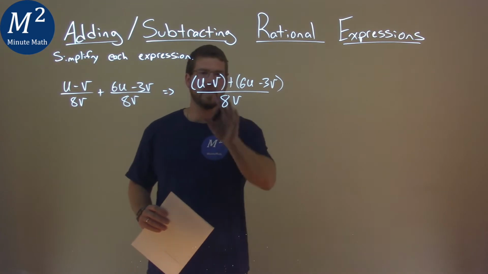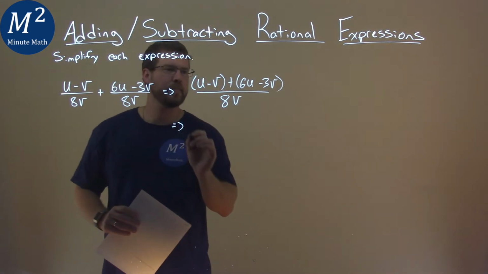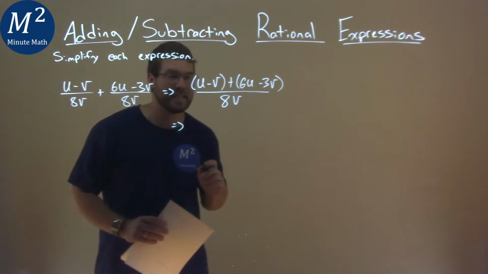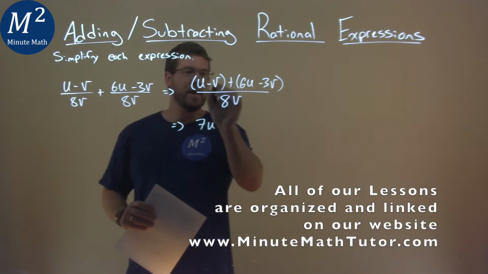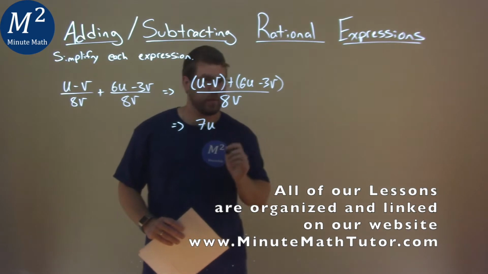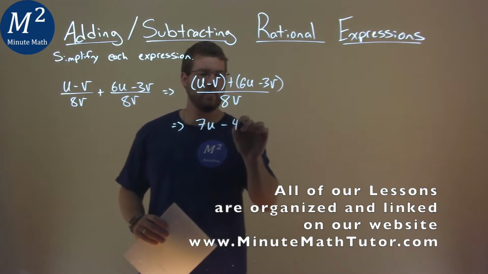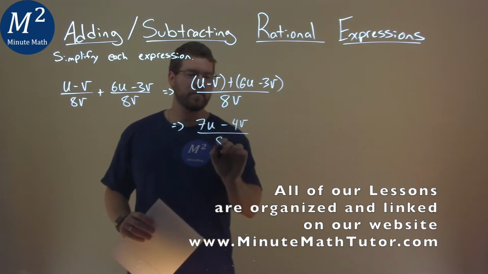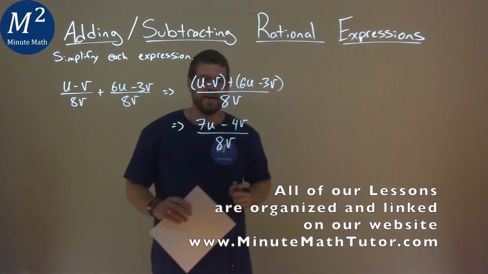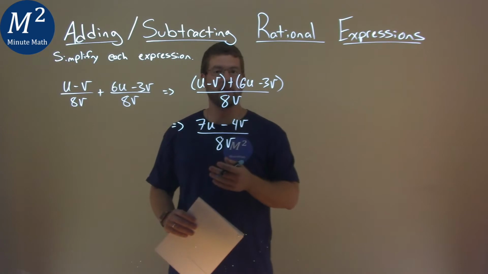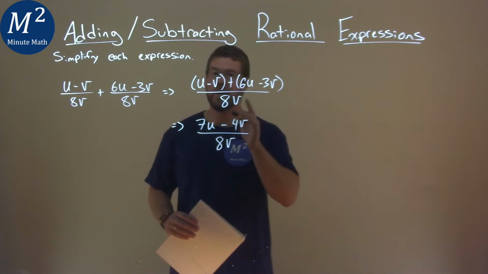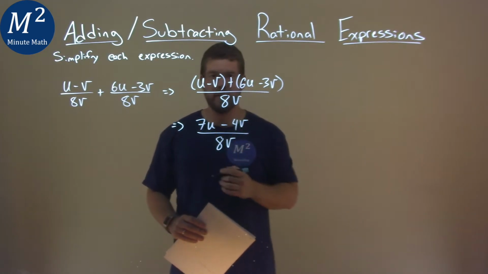Now from here, we can combine our like terms in the numerator. So u and a 6u, when added, turns out to be a 7u. And a minus v and a minus 3v is a minus 4v. And that's going to be over an 8v. And from there, we really can't simplify anymore. And so our final answer here is 7u minus 4v over 8v.